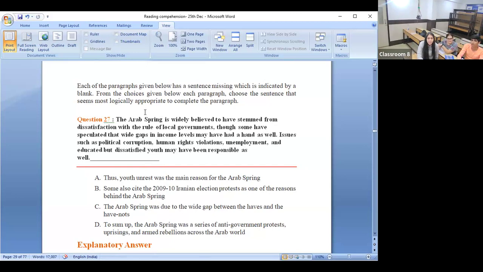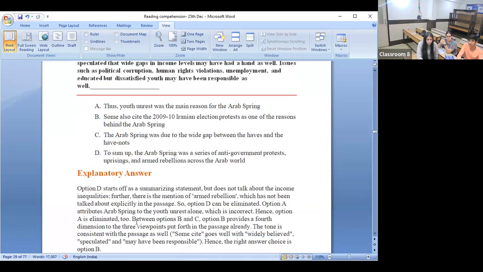The Arab Spring is widely believed to have stemmed from dissatisfaction with the rule of local governments, though some have speculated that a wide gap in income levels may have had a hand as well. So they are basically talking about the Arabs taking charge, and the reason is that they are not happy with the local government. And it's also about the income level. We don't have enough income. So they have given the reason. Issues such as political corruption, rights violations, and unemployment, dissatisfaction may have been responsible as well. Okay.